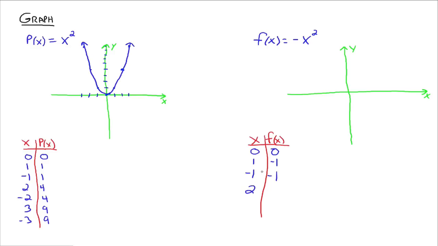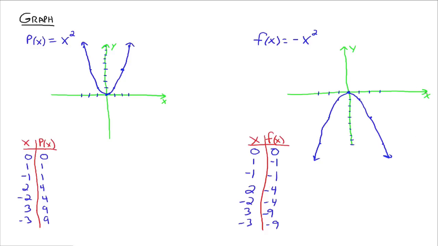With me? So if you take 2 and plug it in, you get 4, and then the opposite of 4 would be a negative 4. Same idea with negative 2, 3 and negative 3. Right, so this time all your y values are negative. So when you plot them, you get something like that and then connect the dots.